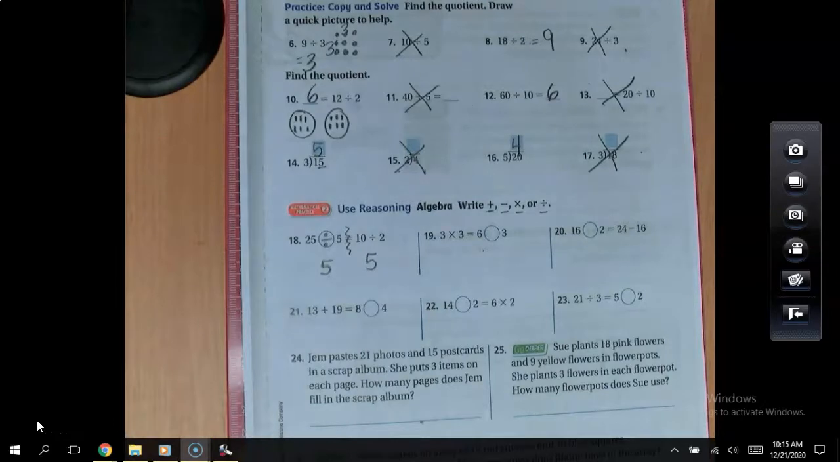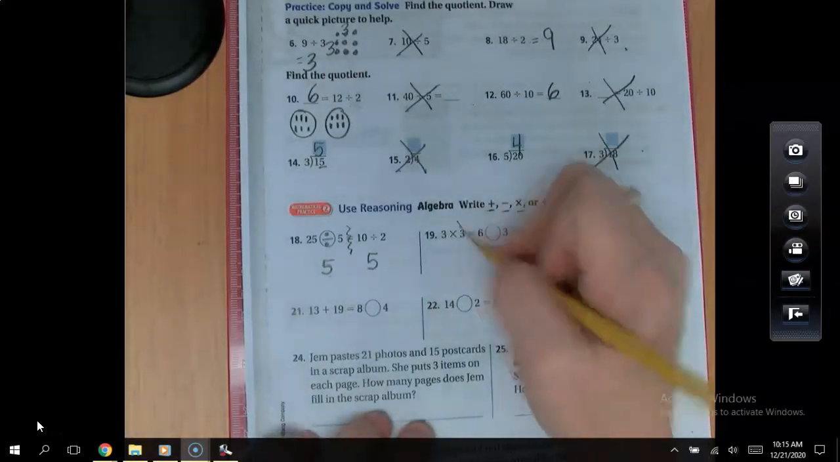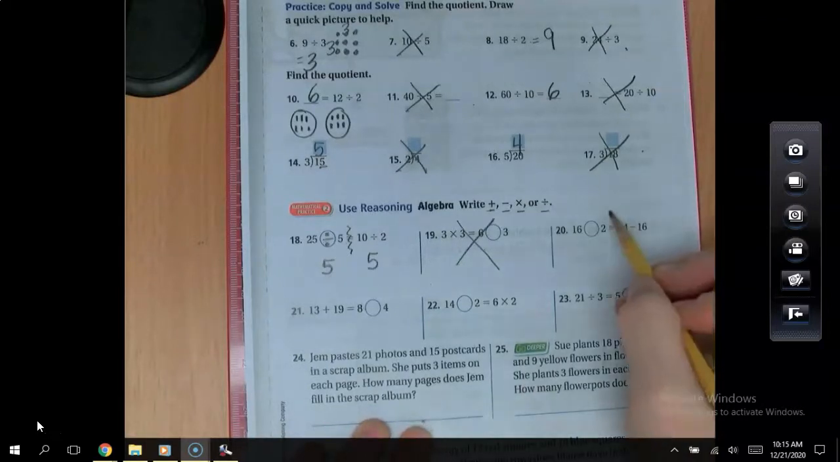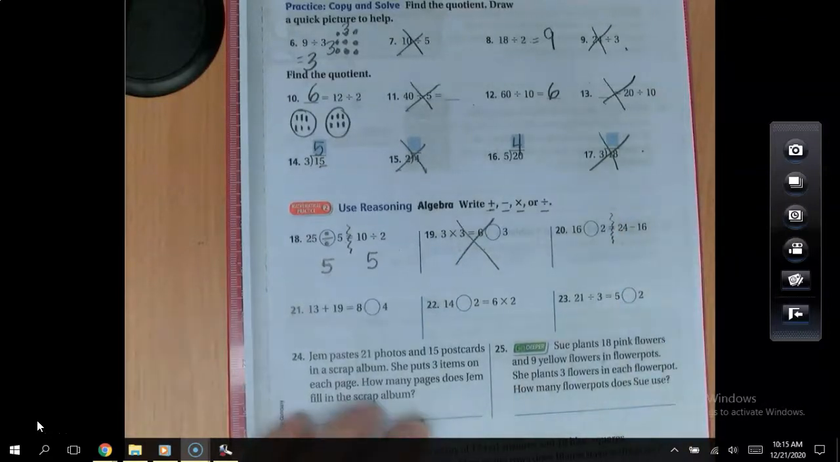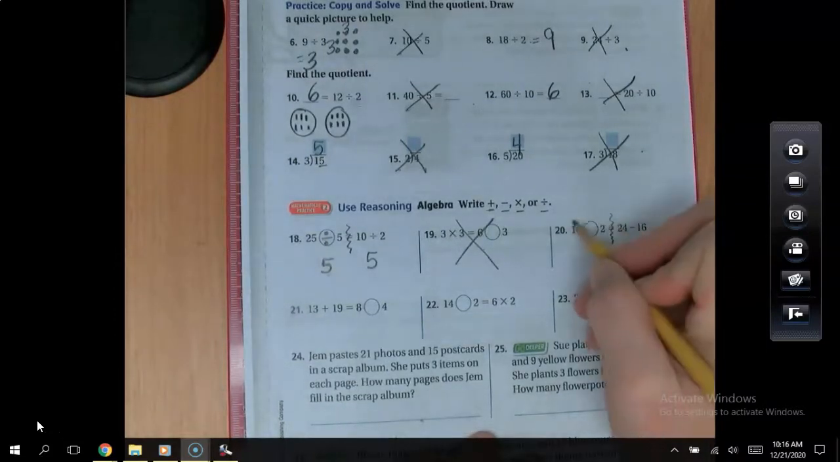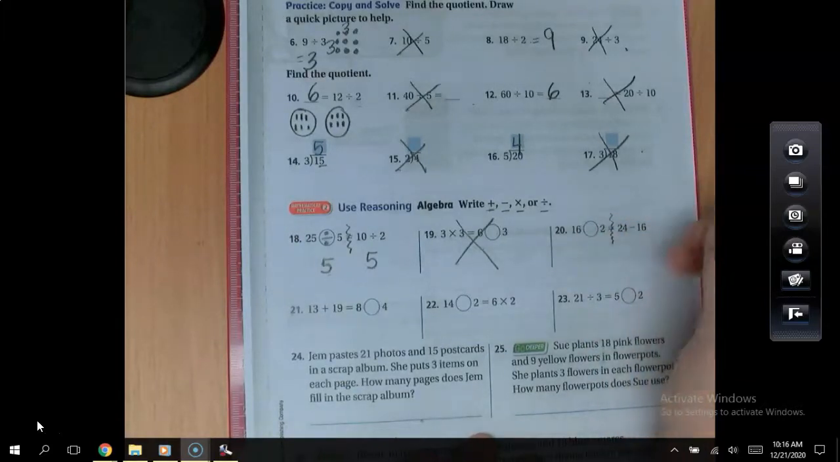Let's try a few more, okay? Cross out number 19. Let's look at 20. Figure out what side I can solve. I'm going to do a squiggly line in my equal sign. I know, I always do the squiggly line, so I know I have two separate problems, okay? I have a problem to my left, and I have a problem to my right. It just helps me organize a little bit.